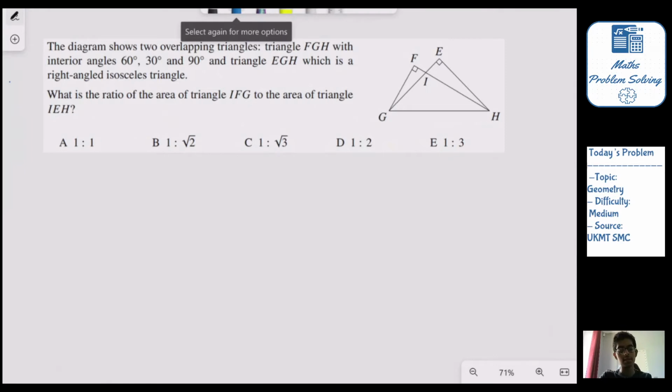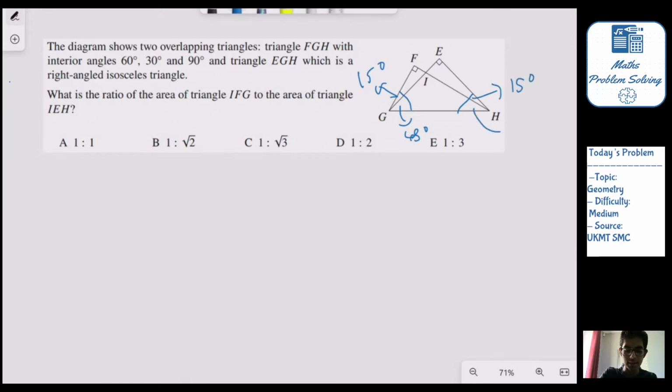So as we mentioned earlier, one of them has angles 60, 30 and 90, and the other one is a right angle isosceles. Let's just label up this information. So we know that this is 60 degrees, therefore this would be 45 degrees, and this would be 15 degrees. Similarly, we know that this is 45 degrees, therefore this is 15 degrees, and this over here is 30 degrees. So where does this leave us? Well, we are asked for the ratio between FGI and EIH.